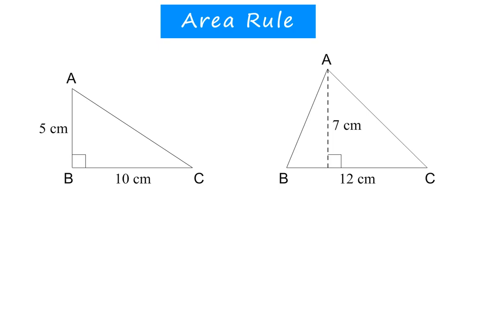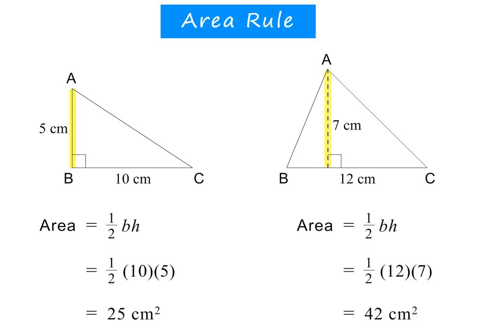In this lesson, we are going to learn about the area rule. By now you should know how to find the area of a triangle when the perpendicular height is given. We simply use the formula half base times perpendicular height. We then substitute the given values to calculate the area. This is stuff you should know from primary school already.